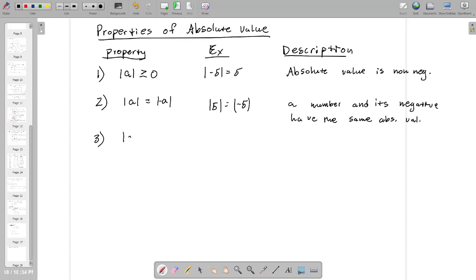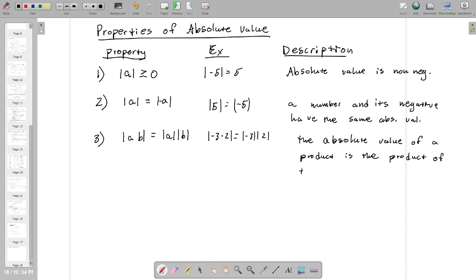3, absolute value of a product, ab, is equal to the absolute value of a times the absolute value of b. Absolute value of negative 3 times 2 is equal to the absolute value of negative 3 times the absolute value of 2. The absolute value of a product is the product of the absolute values.